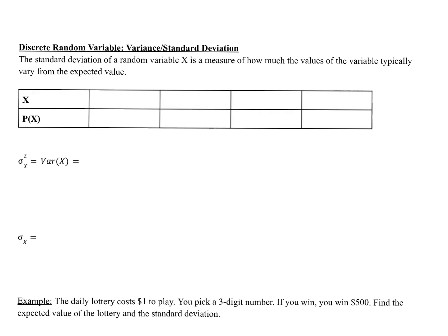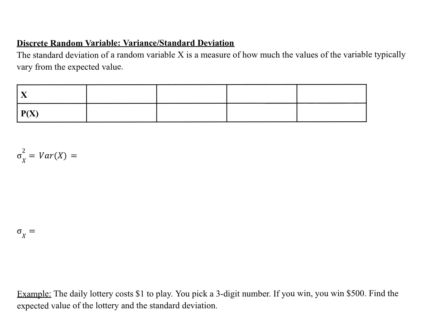The last thing we're going to talk about is variance and standard deviation. So just like when we were doing this before, we can do it as well with a discrete random variable. And the formula is not the same as it is for just a regular standard deviation. So it does still measure how much the values of the variable typically vary from the expected value. So the definition hasn't changed. It's just how we calculate it. So it starts off the same way. So you have your table of values, x1, x2, all the way up to x sub n, with their corresponding probabilities.